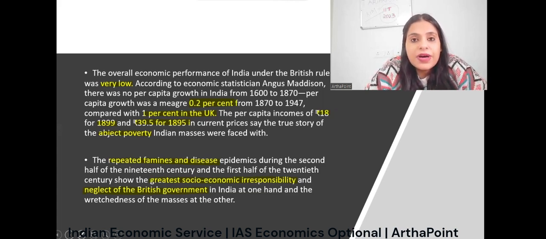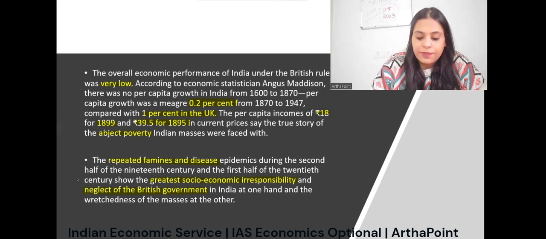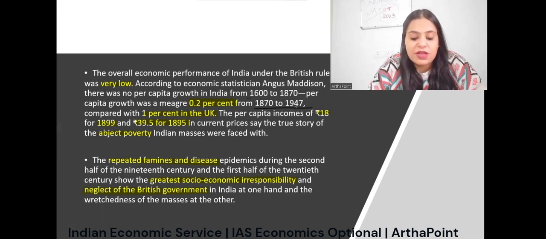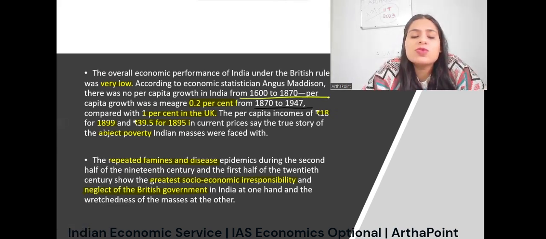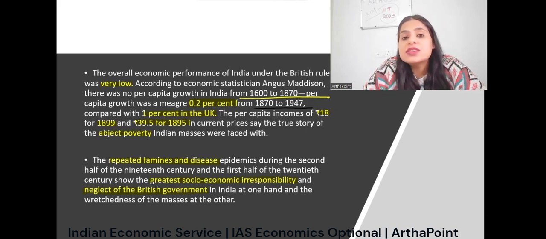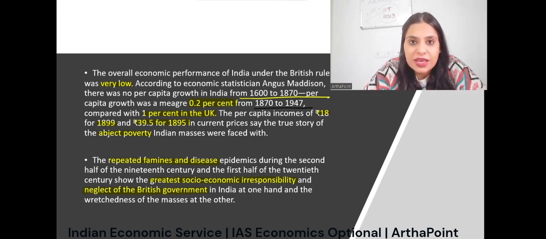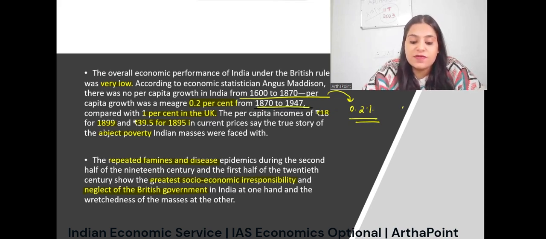In India, the per capita growth rate from 1870 to 1947, if you can see this, was only 0.2%. Mane, the growth rate was very, very less. We were absolutely not growing. Whereas, जब हम यही growth rate UK में देखते हैं, we see that the growth rate is 1%. So the growth rate was only 0.2% from 1870 to 1947 as compared to 1% in the UK.